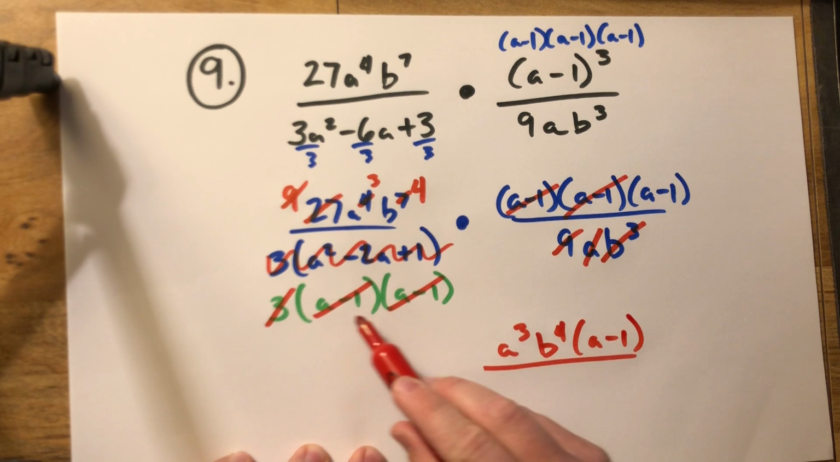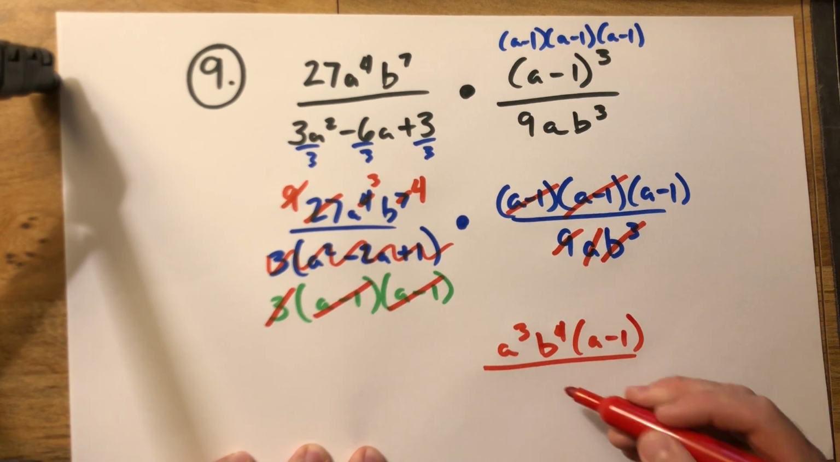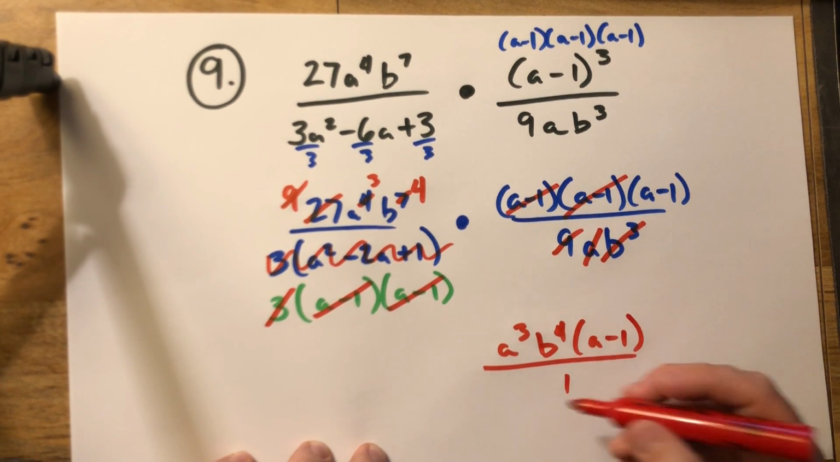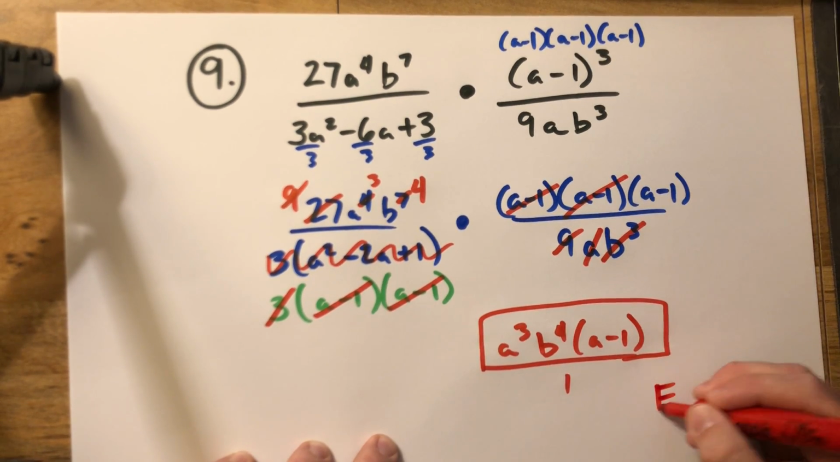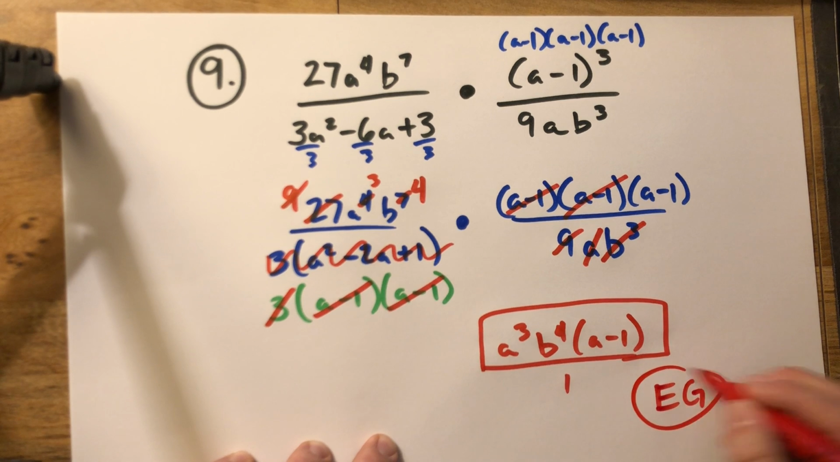And look at this. Gone, gone, gone, gone, gone, gone. I see nothing on the bottom. So it's actually over 1, but you wouldn't need that. This would just be your answer. Yeah, looks good. So we have a to the 3rd, b to the 4th, times a quantity a minus 1. That is going to relate to EG on your assignment.